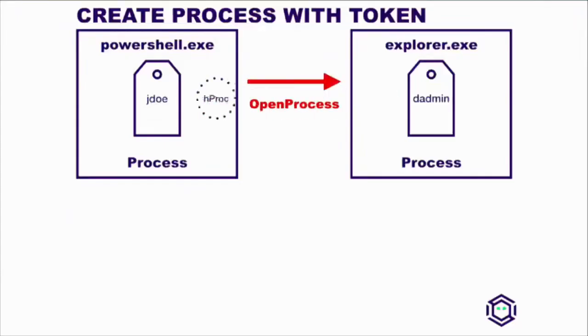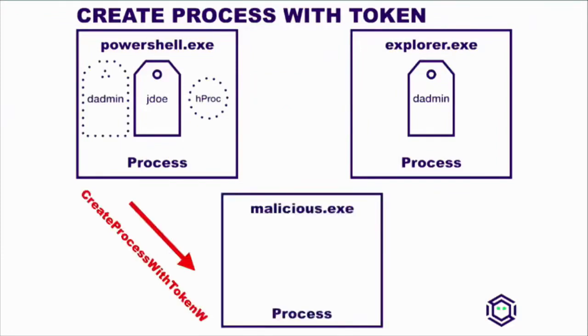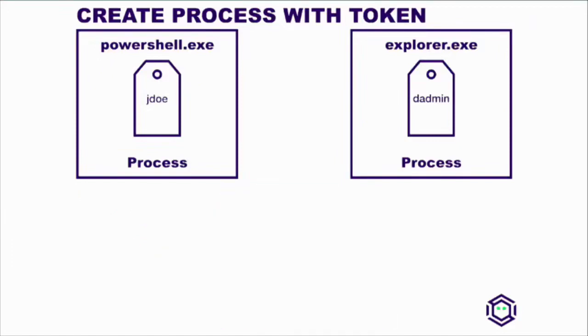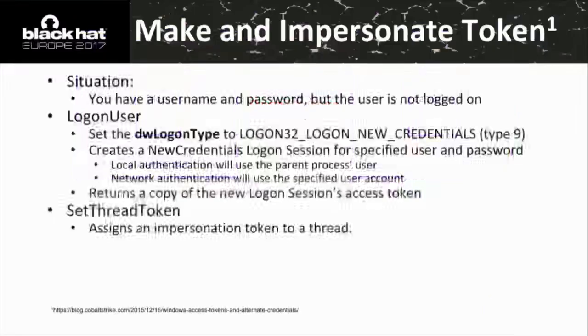So PowerShell.exe opens the process to Explorer.exe. Then it's going to duplicate that domain admin token. And then we're going to create a new process called malicious.exe, whatever you want to call it, and apply that domain admin token to it. So now we have a new process running as domain admin. Next slide. So another really cool attack is this make and impersonate token.